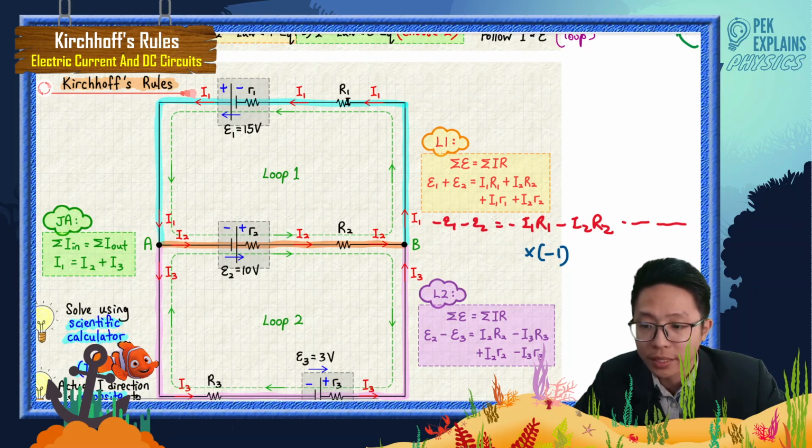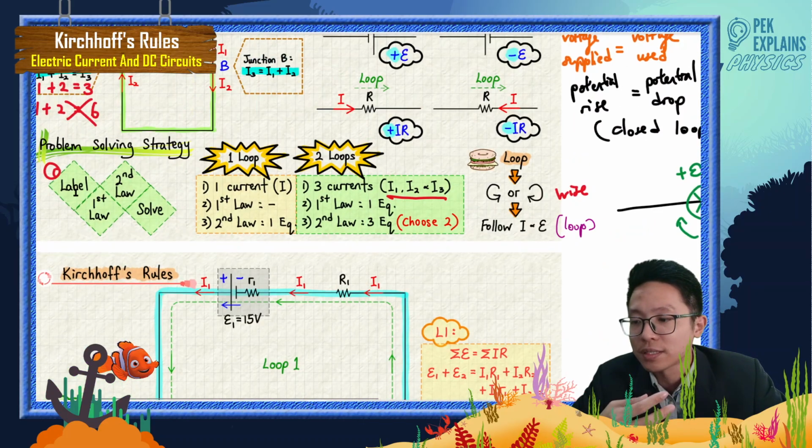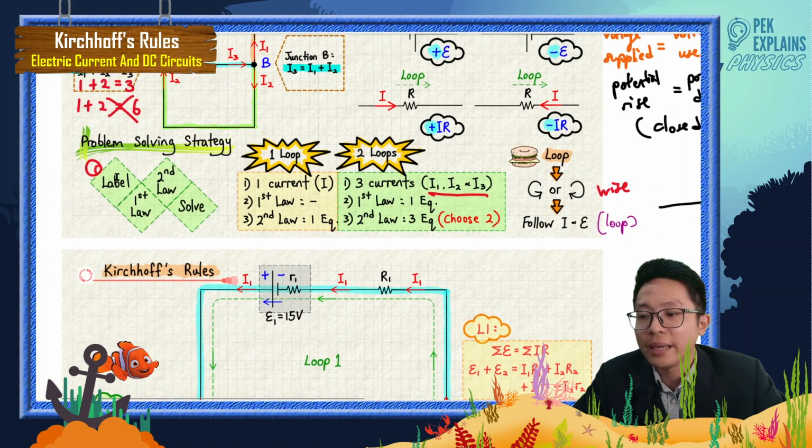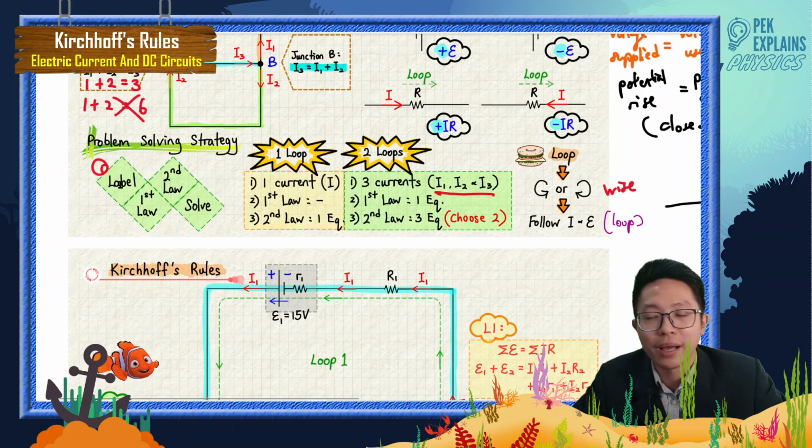You must also be careful what current is passing through the resistor. Sometimes it's current I2, sometimes it's current I1. Sometimes it's current I2 passing through R1. So be careful of what current passes through. You must label. That's why I say the first step is still the most important: label the current correctly that passes through each resistor.